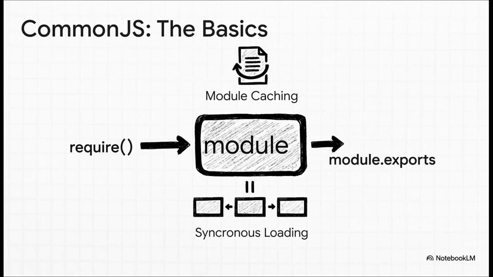So here are the basics of how CommonJS works. To pull in code from another file, you use a function called require. To make your code available to other files, you add it to a special object called module.exports. Now, it loads files synchronously, which just means Node pauses everything and waits for the file to be ready. And it's pretty smart. It only loads a module once and then keeps it in memory in a cache for any other time you need it.